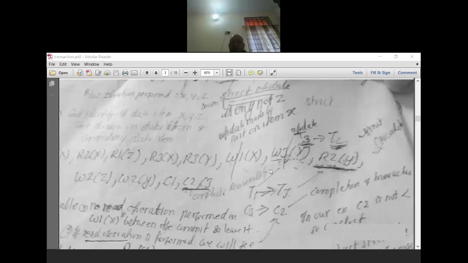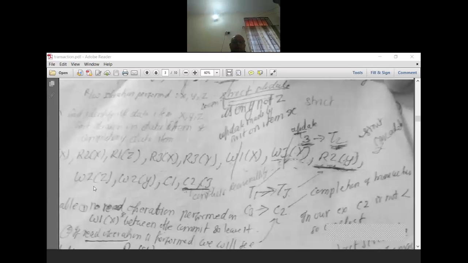Now I will check for data item Z. According to data item X, it was strict; we have already checked. Now I have checked data item Y, and it is a non-recoverable schedule.